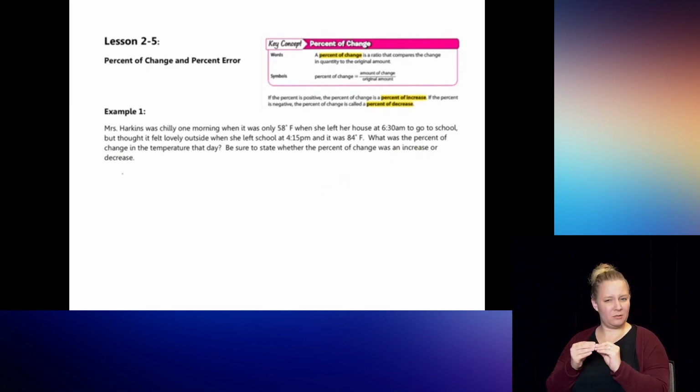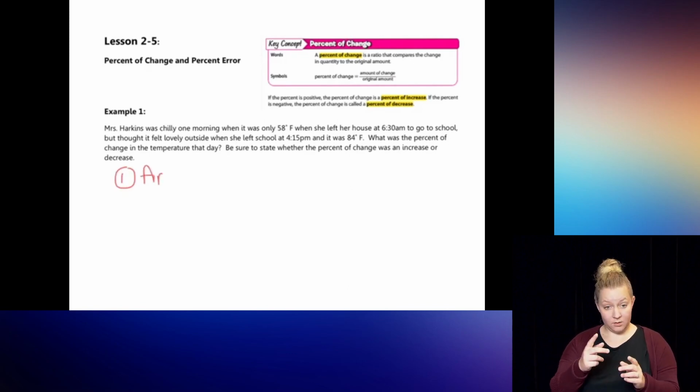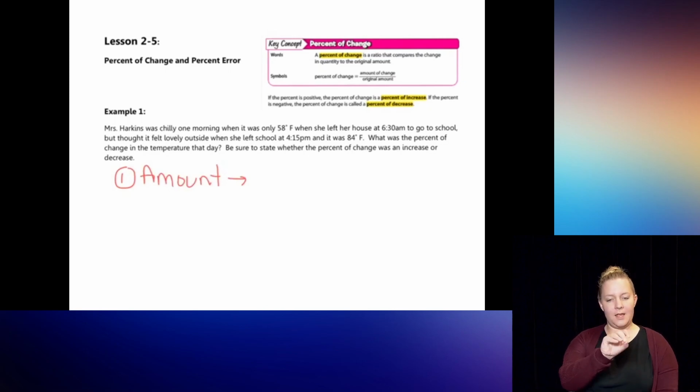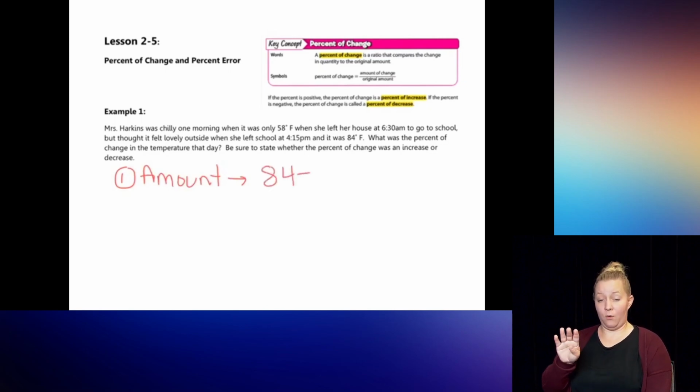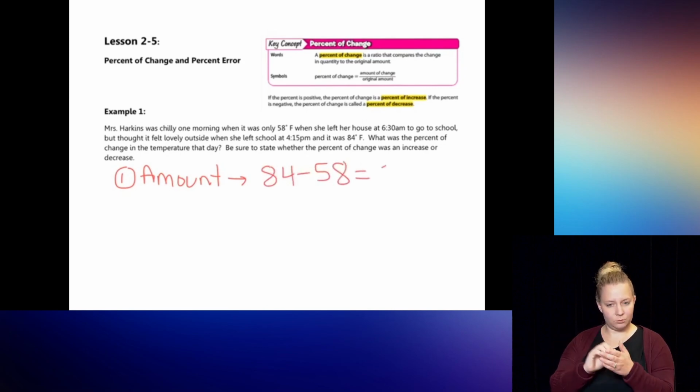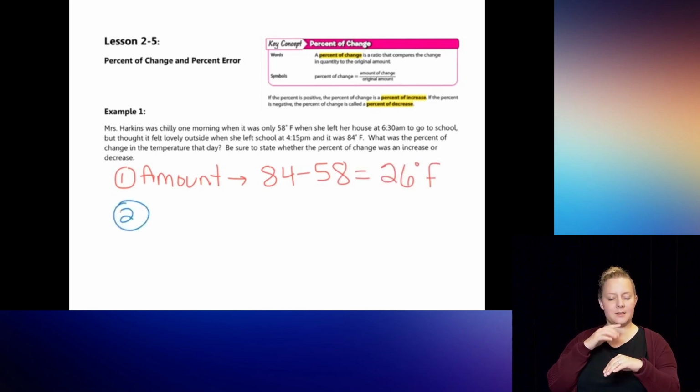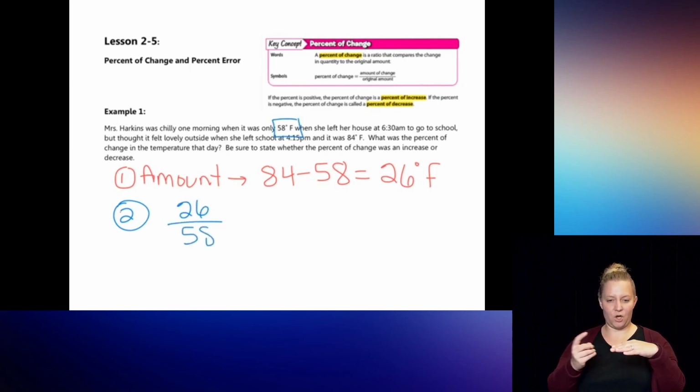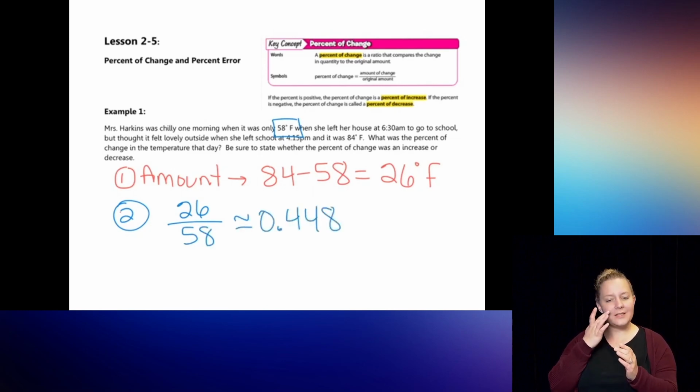So first thing we're going to do is figure out our amount of change. It changed from 58 degrees to 84 degrees. So I can subtract to figure out how much difference that is there, and I will see that that is a 26-degree difference. And then as the formula up above says, I will put that over the original amount. So I'll take that 26 degrees over whatever it was first. So first it was 58 degrees. And you are allowed to use your calculator. When you do that, you'll see it's about 0.448, just round it off there.